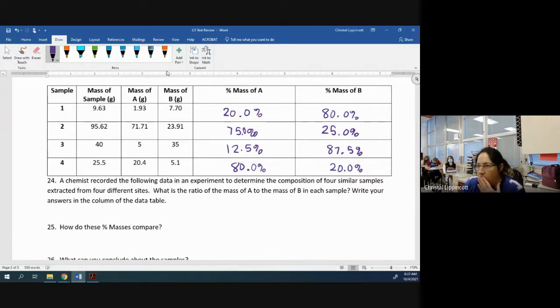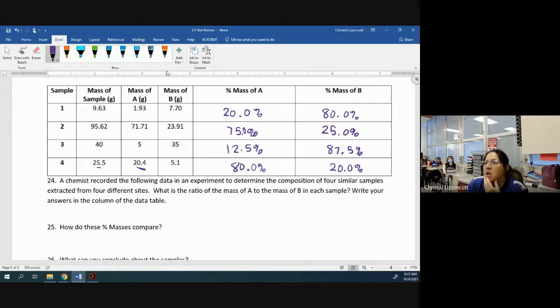So how did I get these numbers? Well, I did part divided by the whole. So 20.4 divided by 25.5 gave me my 80. 5 divided by 40 gave me this. 71.71 divided by that gave me 75%. And 1.93 divided by 9.63 gave me 20%. And then, like I said, I just subtracted these values from 100 to get these. Any questions on how to do that?